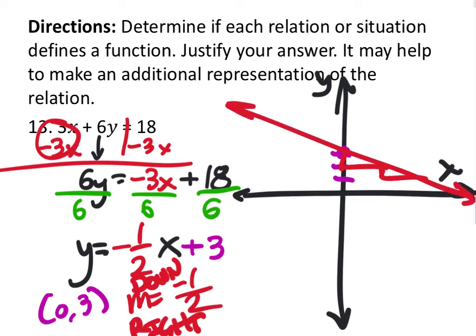And we can see this line will easily pass the vertical line test. If we run it, it would only touch this line once at any given time, right? There's a vertical line, and then we scan it, only touching once, boom, it's good. So it is a function.